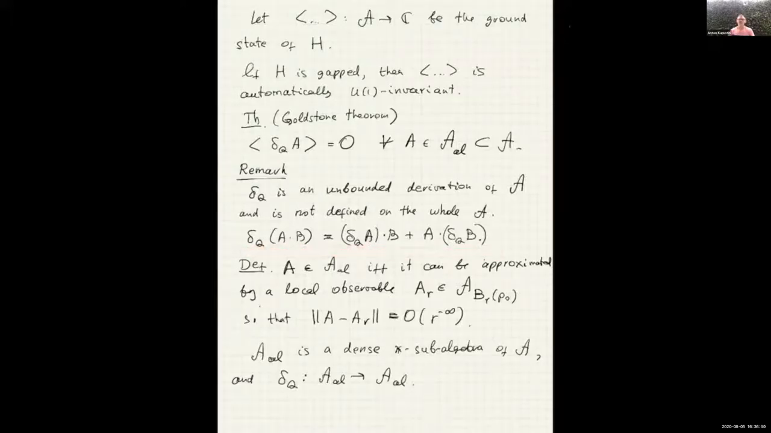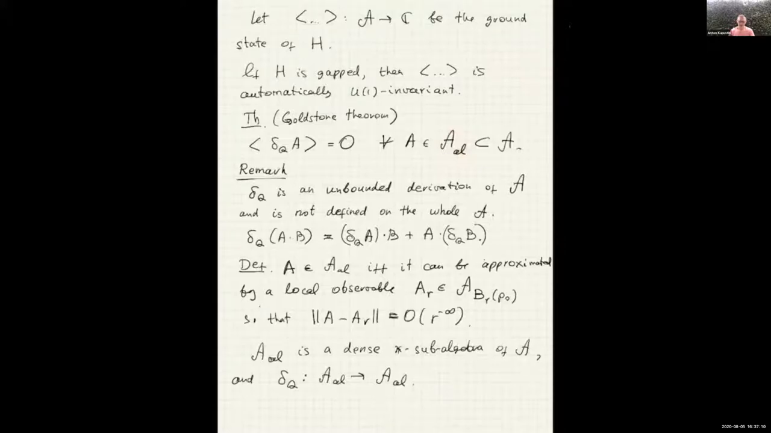So this property, but anyway, you cannot define it for all elements of the algebra, but you can define it on some dense subset. Actually, there's a very nice dense subset where it can be defined. Namely, I call it almost local observables, some subalgebra of A that plays an important role in what follows.